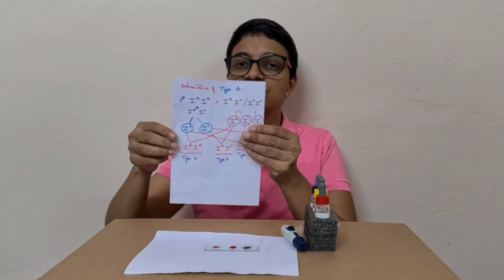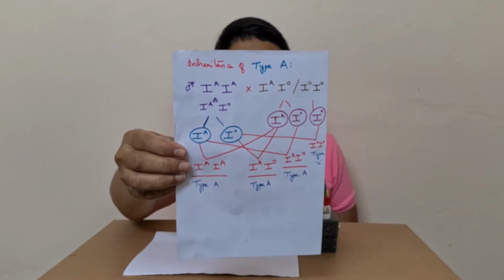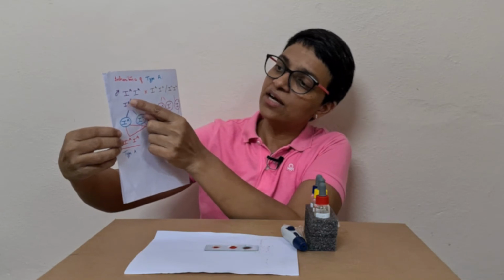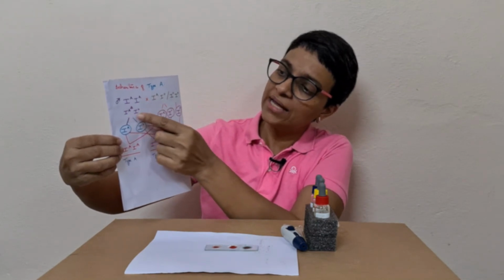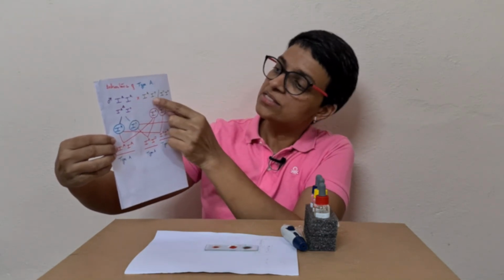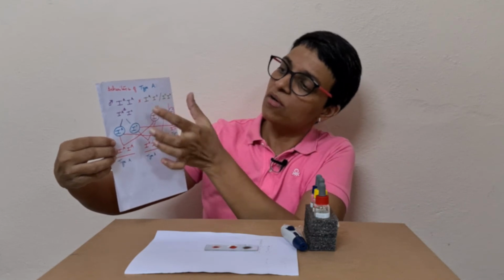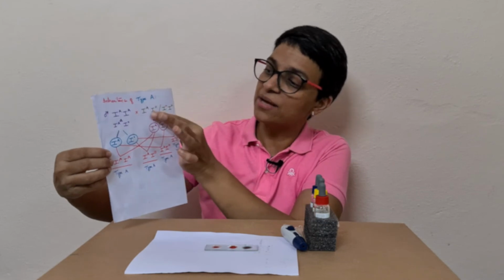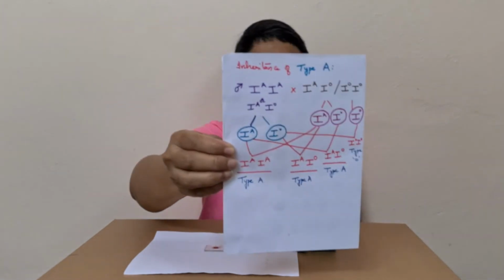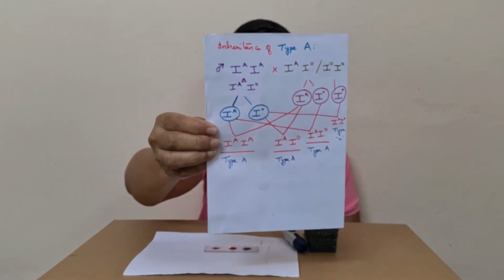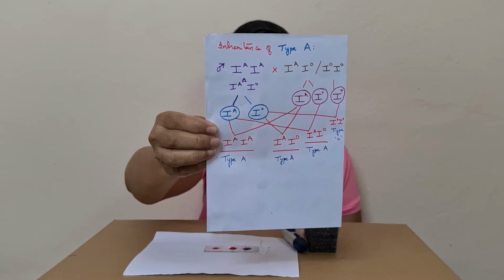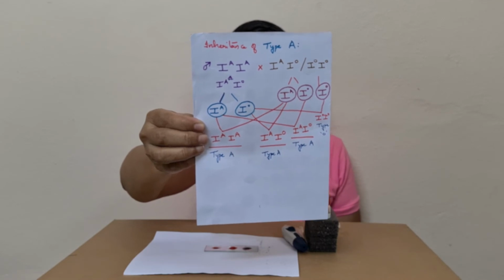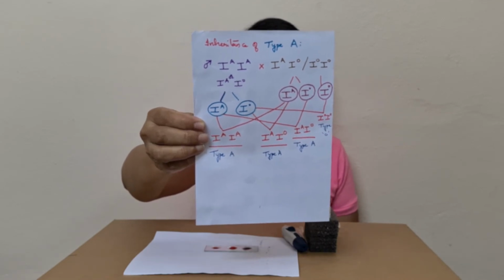And this is an inheritance pattern that is shown. A man with a blood group IA IA or IAIO is mated to, or mates with, a female IAIO or IOIO. That is, she can be either A or O. And this is how A blood group arises. And the same example can be used for B or AB also.